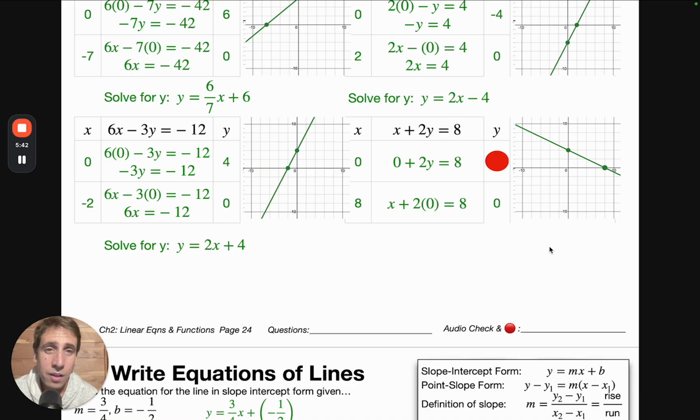If you wanted to, yeah, you could solve for y. Subtract x, so that's the answer. But alternatively, another method is you could just solve for y, subtracting the x from both sides and dividing both sides by 2. And this is what you get.